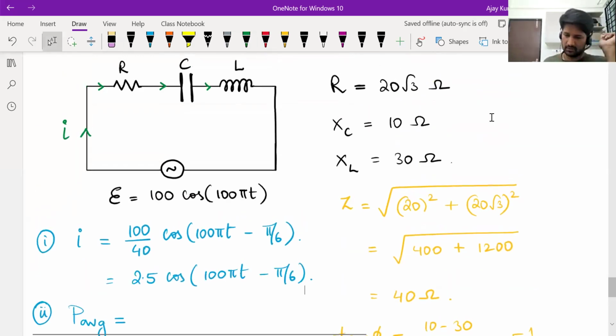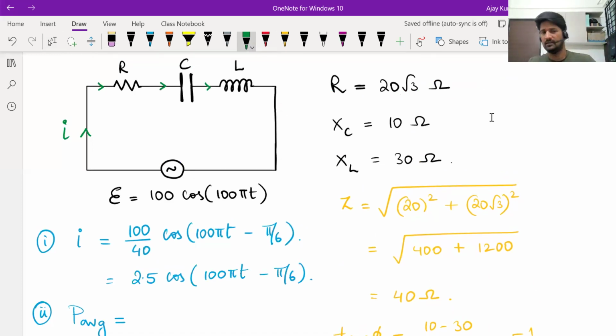Now you tell me one small conceptual question. When current passes through these elements, resistor, capacitor, inductor, which of them dissipates power? Which of them releases heat? Resistor, sir. Only the resistor. Capacitor and inductor just store energy inside them and give it back to the circuit itself. Resistor, on the other hand, converts the electrical energy into heat. So that's the only one dissipating power.